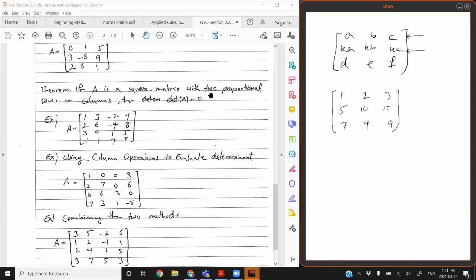So if A is a square matrix with 2 proportional rows or 2 proportional columns, the determinant is going to be 0. And the reason for that is you can do this row operation. So the determinant of this matrix, 1, 2, 3, 5, 10, 15, 7, 4, 9, is going to be the determinant of this matrix if I do row 2 minus 5 row 1. I get 1, 2, 3, 7, 4, 9, but here I get 0, 0, 0. And we just learned that if you have a matrix with a row or column of all zeros, then the determinant is going to be 0. So this is going to be 0.